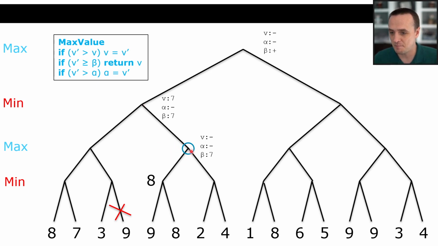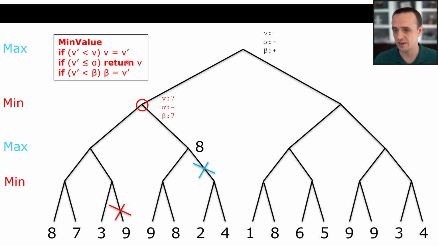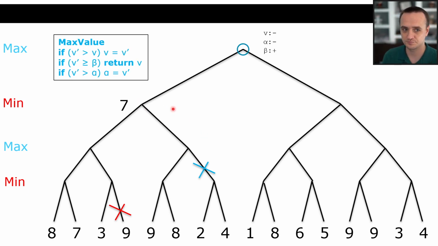But this is a maximizing node that's going to be at least 8. So if this is going to be at least 8, but this one wants less than 7, nothing we do down here is going to matter. So I can prune the computation of that entire part of the tree, return that 8, and then this node does its update step and finds that this is not a new best value. And so this node now gets the value of 7. Okay, hopefully you're following along.